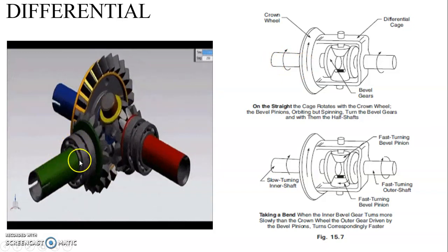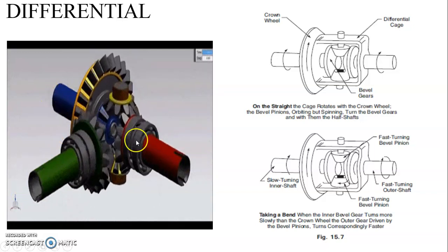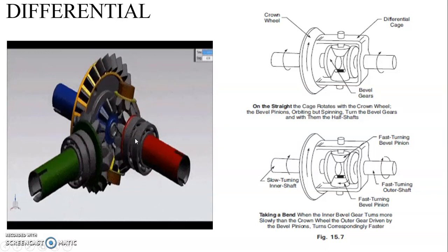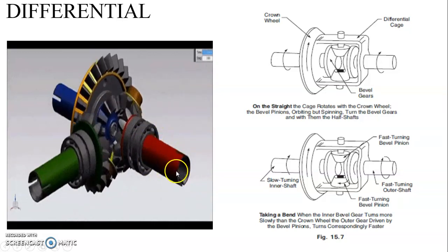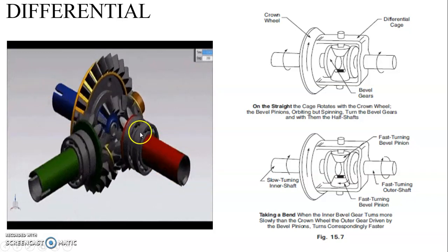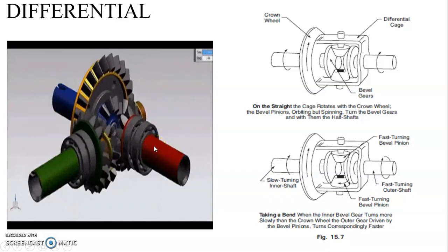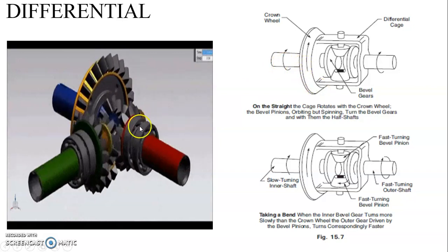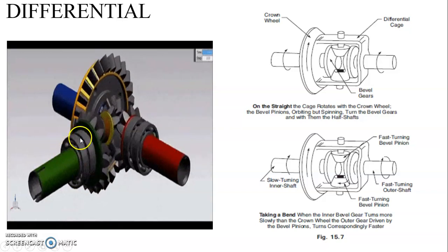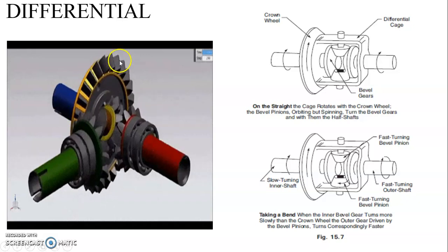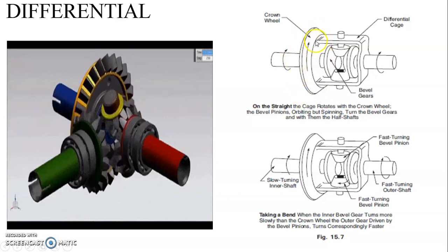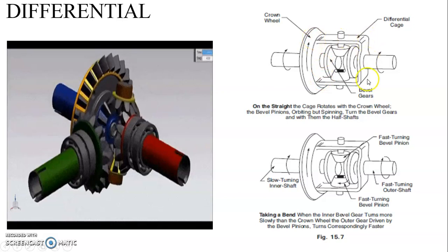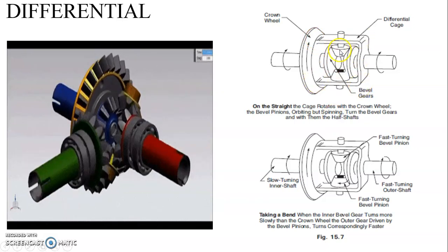Here this is a propeller shaft and this will be the rear axle. Rear axle is divided in two half shafts. This one, the color shown is red, is a half axle, and this is the other half axle, means this rear axle is divided in two parts, or two halves. Now as we are seeing, the power from the propeller shaft is given to the crown wheel, and when the crown wheel is rotated, this differential cage is rotated. This is the differential cage, and the power is given to these bevel pinions.